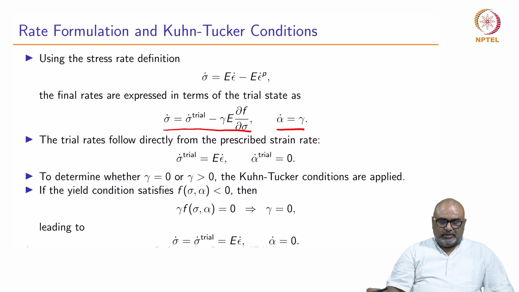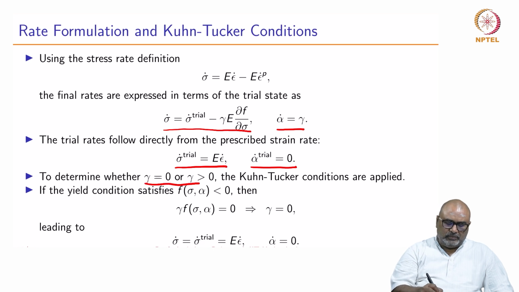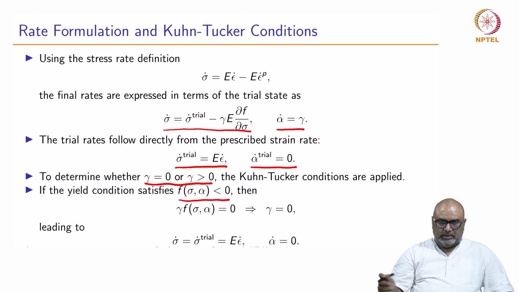Now, the trial rates follow directly from the prescribed strain rates. So, sigma dot trial is E times epsilon dot and alpha dot trial is equal to 0. So, when the Kuhn-Tucker conditions are applied, when gamma is equal to 0 or gamma greater than or equal to 0, we check the yield condition. If f of sigma comma alpha is less than 0, then we say that gamma is equal to 0.